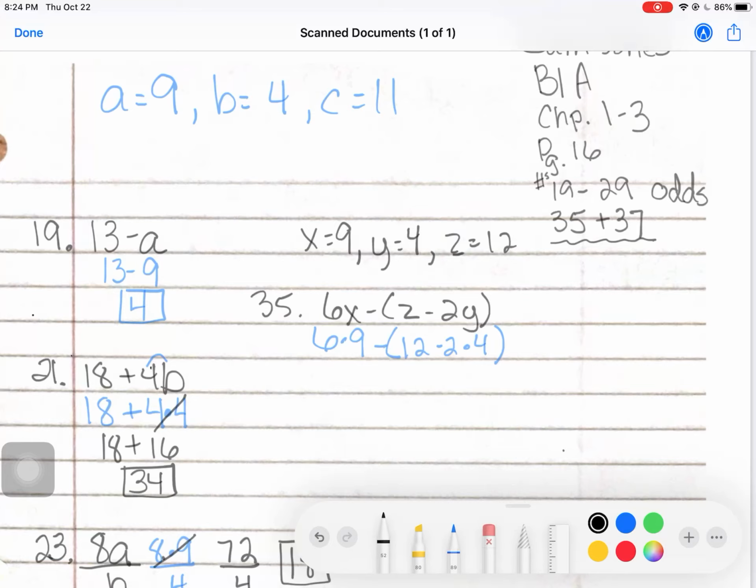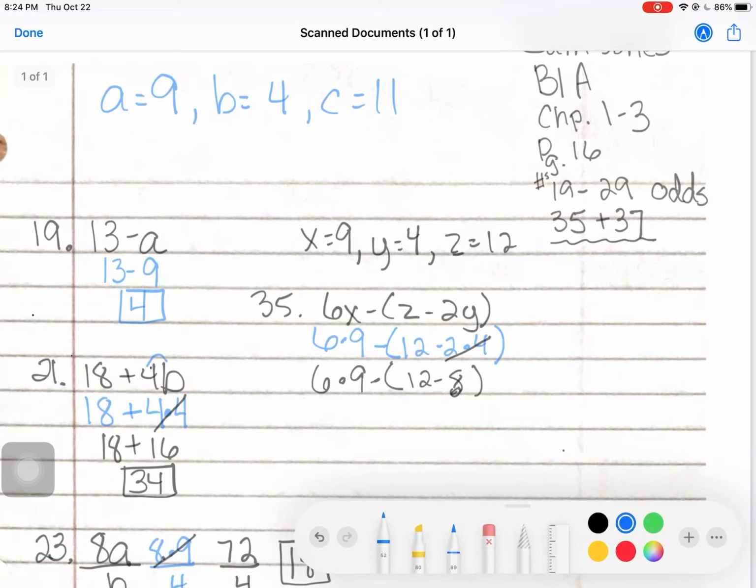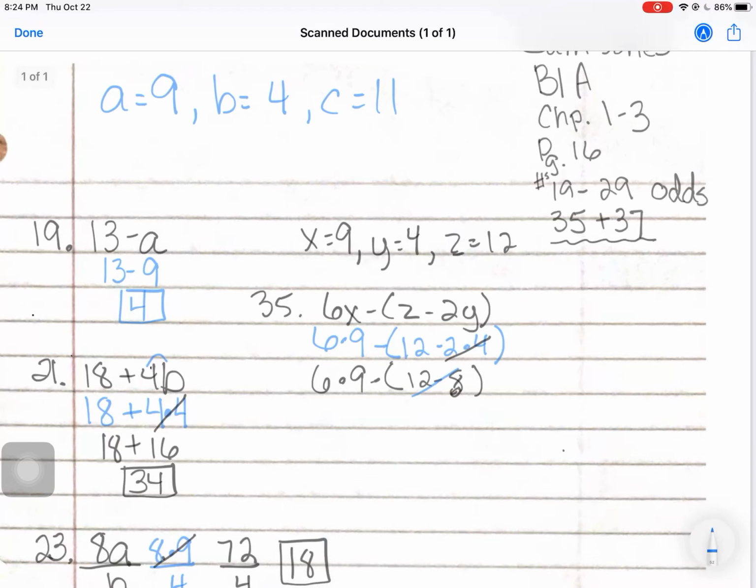All right, so what step are you going to do next? You got it. Get rid of these parentheses. But the only thing that I can do right now in the parentheses is my multiplication. That's got the most power inside those. So 12 minus 8, 6 times 9 minus. Ooh, double checking. Did I get it all copied down? Yep, I'm good to go.